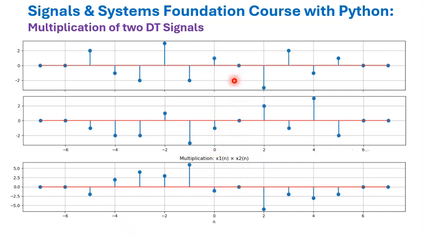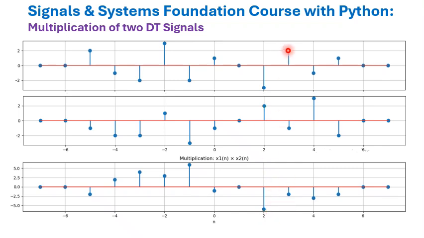Similarly, at this point, both the signals are 0. Even if one is 0, then the product is 0. Again, this is negative, it has a negative value, and this one has the positive value of plus 2. So their product will result in negative. So this is minus 3 and this is plus 2. So minus 3 into plus 2 will result in minus 6.